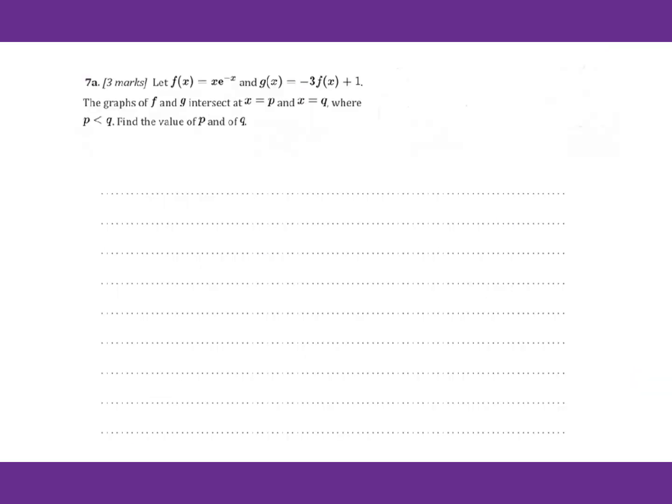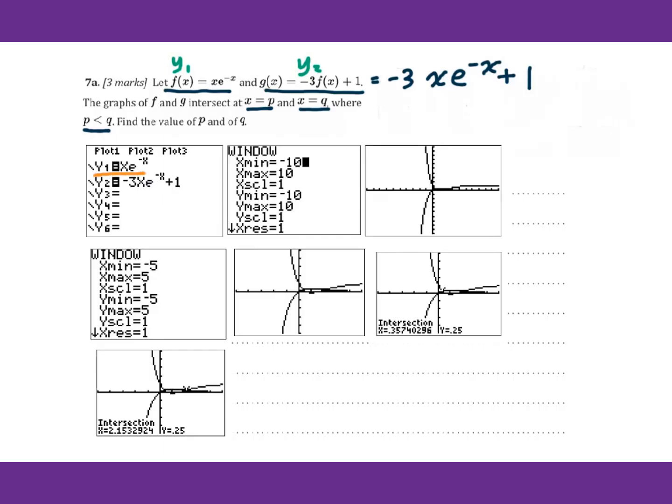Let's go to 7a. Let f of x equal this, g of x equal this. The graphs of f and g intersect at x equals p and x equals q, where p is less than q. Find the values of p and q. For this g of x, we can write -3x e^(-x) plus 1. Then we put it into the graphing calculator. This will be y1, this is y2, so we can get the intersection. We put y1 equals f of x, y2 equals g of x.